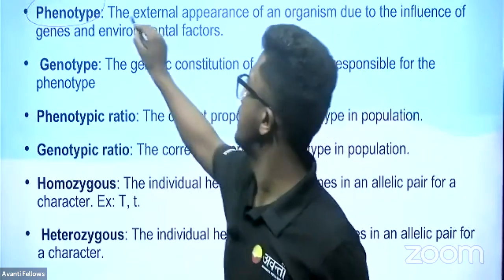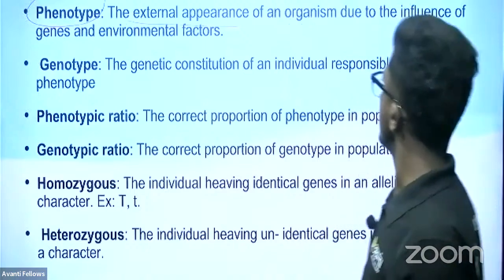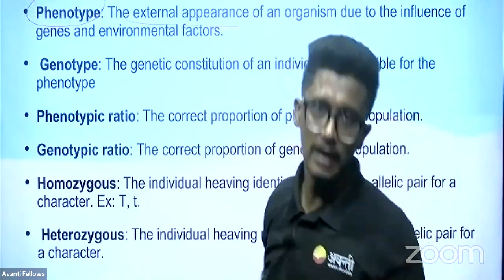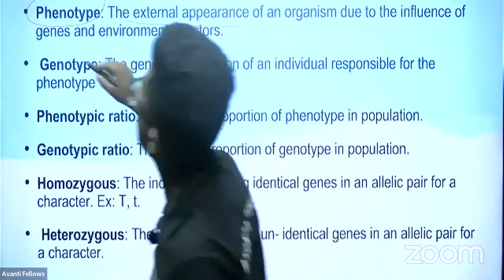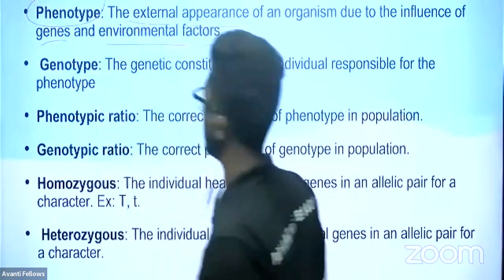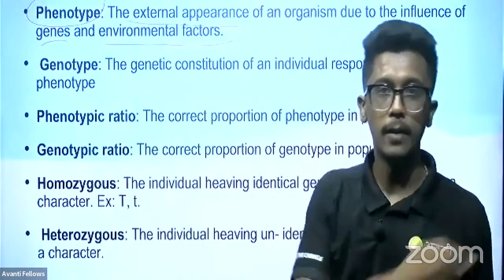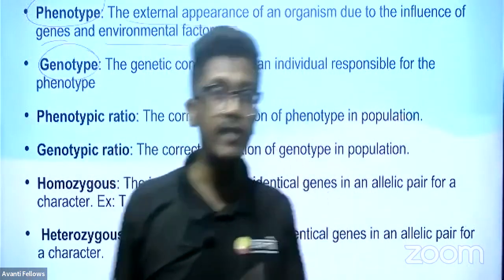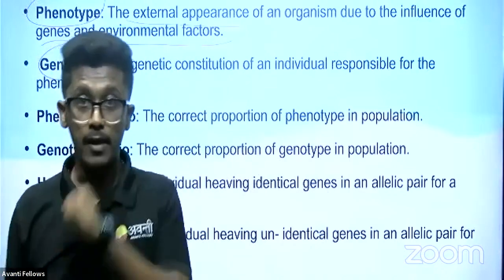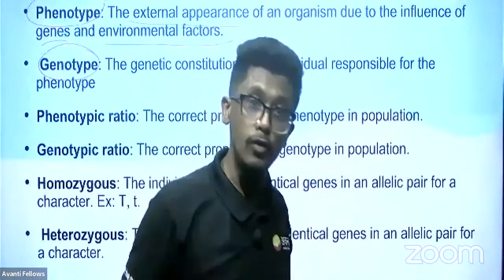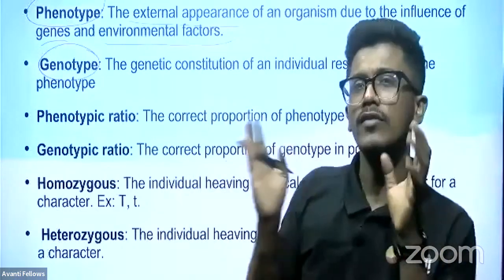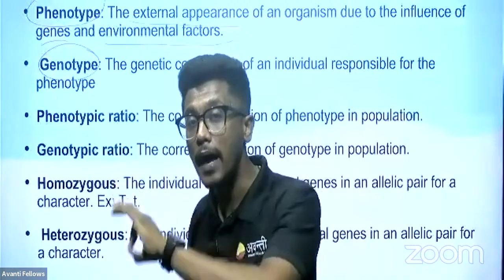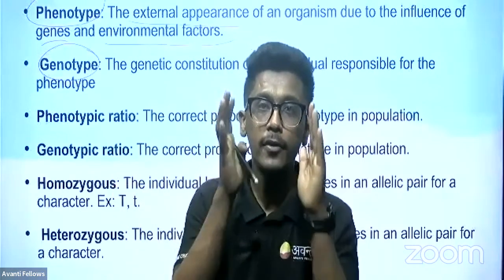So phenotype is the external appearance or morphology of an organism. How do the physical characteristics come? Again because of the genes, and again because of environmental factors. So these are called phenotypic characteristics. Now, what is a genotype? Something which you cannot see. Maybe you can predict to a certain extent what kind of gene a particular organism might have, but you can't be 100% sure.